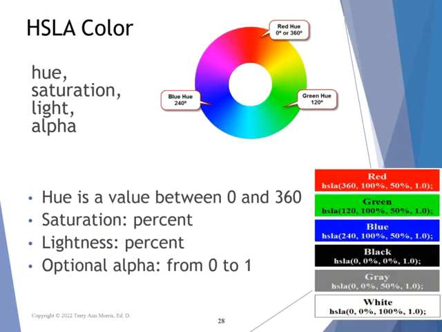HSLA color. The HSLA color function defines colors using the hue saturation lightness alpha model. HSLA color values are an extension of HSL color values with an alpha channel which specifies the opacity of the color. Hue is a value between 0 and 360. Saturation is measured in percentage, lightness is measured in percentage, and optional alpha is from 0 to 1.